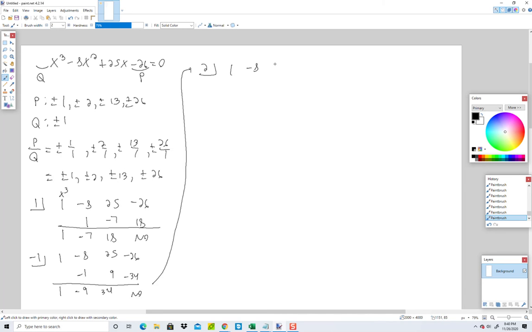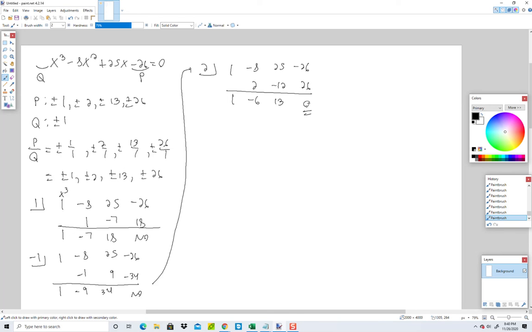Okay, 2. 1, negative 8, 25, negative 26. Okay, so add, multiply, add, multiply, add, multiply. That's looking promising. Let me double check myself. Add, multiply the number in the box by the number down here. 2 times 1 is 2. Add, negative 8 plus 2 is negative 6. Take 2 times negative 6 is negative 12. 25 minus 12 is 13. 2 times 13 is 26. Negative 26 plus 26 is 0.